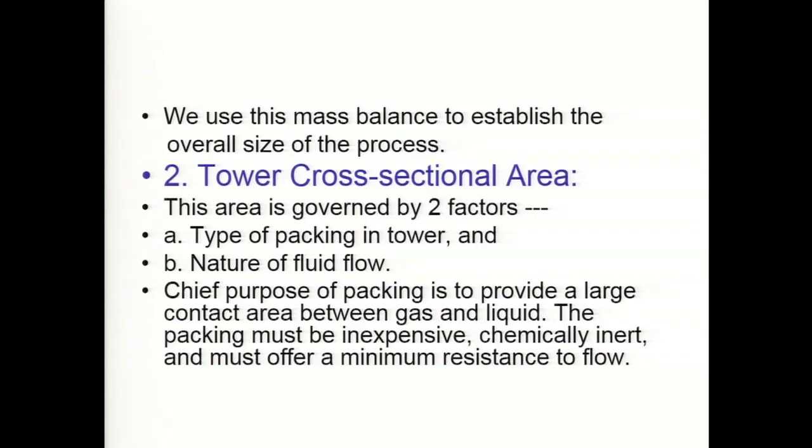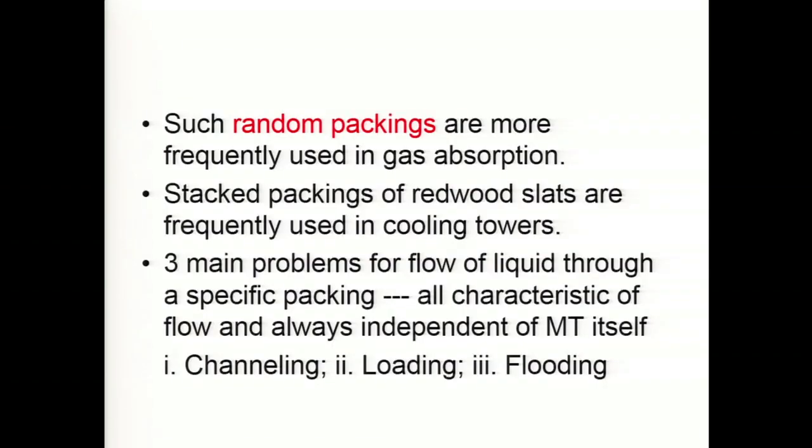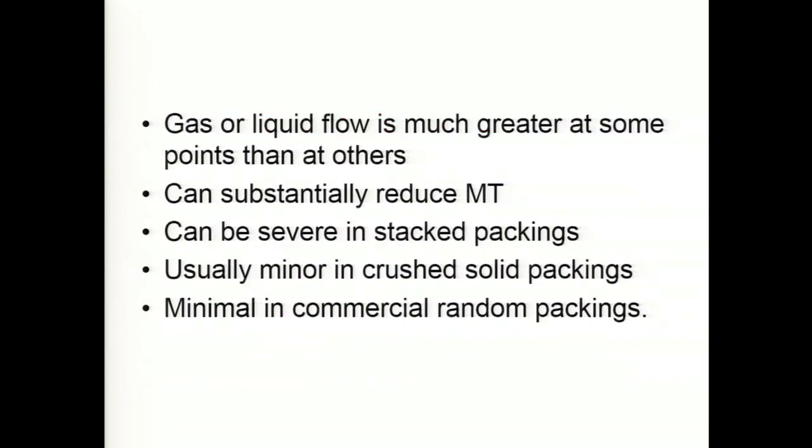Tower cross sectional area would depend on nature of packing, type of packing, nature of fluid flow, and we saw the packings could be of different kinds: Raschig rings, Berl saddles, Lessing ring, partition ring, Pall ring, etc. These are random packings. You have other kinds of packings which are stacked packings. Example are wooden slats arranged in a cross fashion in a cooling tower, not normally used in absorption. And then what flow problems we encounter are next in order.